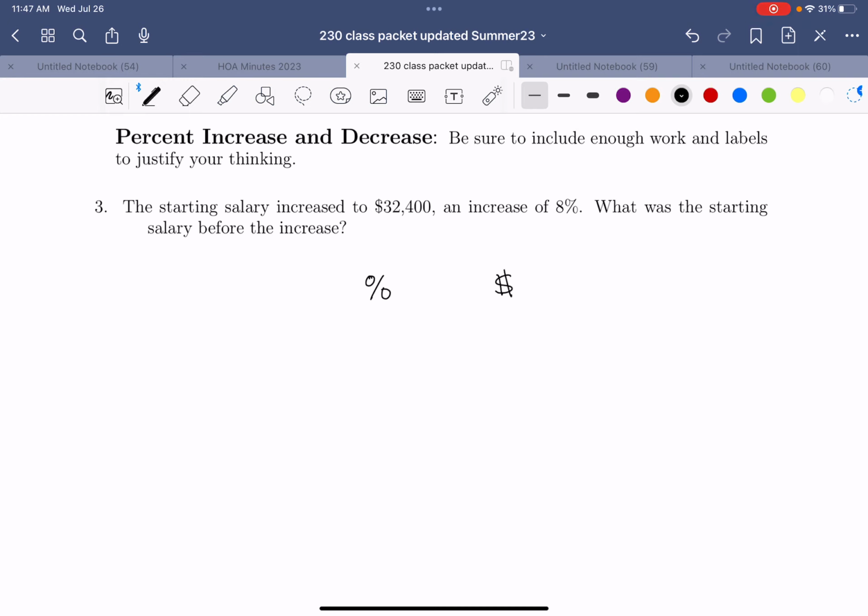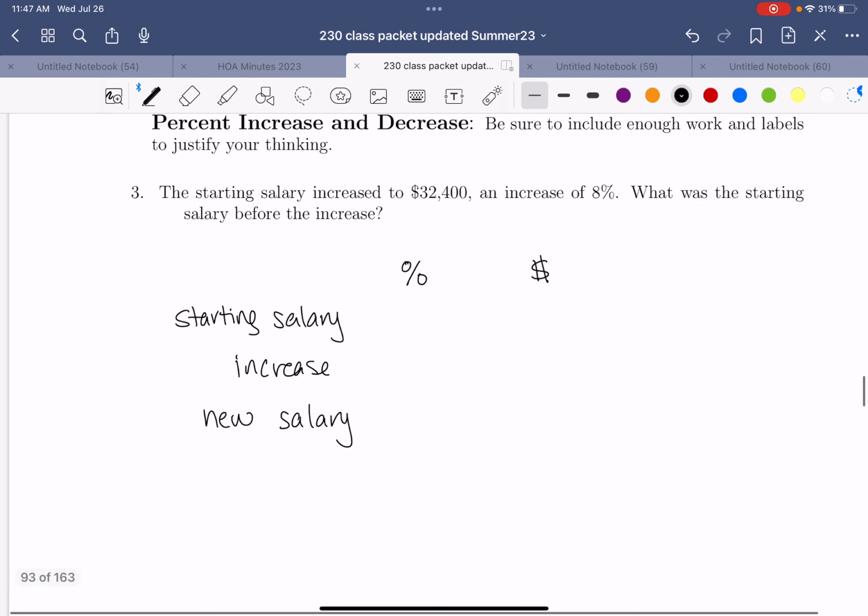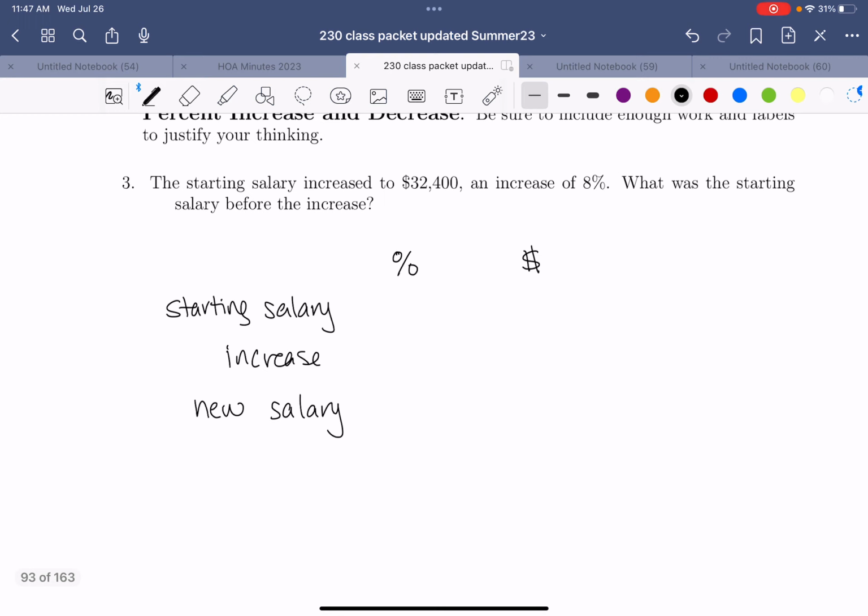We have a starting salary. And then there's an increase. And we have a new salary. And if your words are slightly different, that's totally fine. The starting salary, or the old thing, is always going to be your 100%. So I'm going to go ahead and fill that in right away. We're doing an increase of 8%. And so that means if it's an increase, I'm going to add it. If it's a decrease, I'm going to subtract it. So in this case, I'm going to add it and make it 108%.